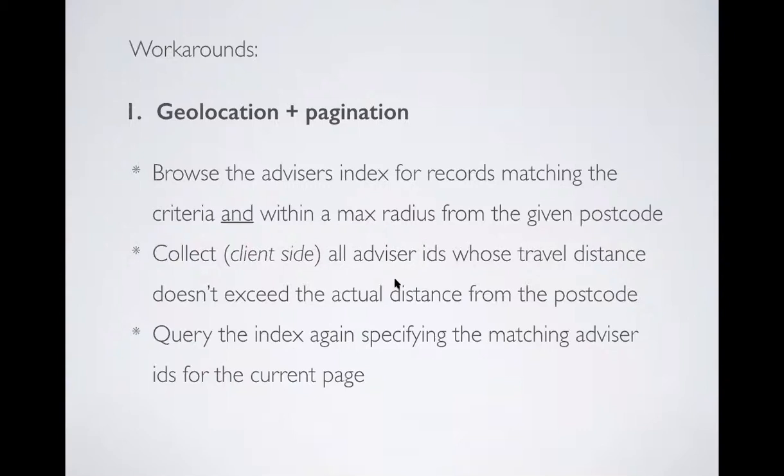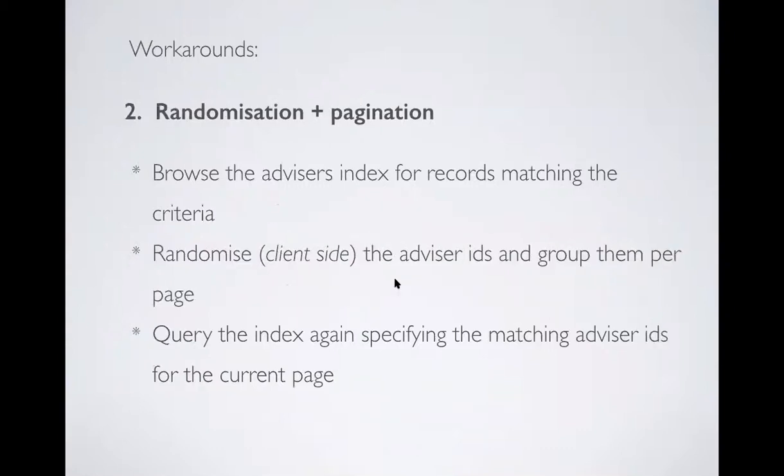Then you need to collect and somehow filter out on the client side all the advisor IDs whose travel distance doesn't exceed the actual distance from the postcode. This might sound weird and complex, but it's not. It's just an additional step. And yeah, you just need to query the index again by specifying the matching advisor IDs for the current page. You say, okay, I found these IDs, and just give me these IDs. That's it. It's just an additional query, pretty much.